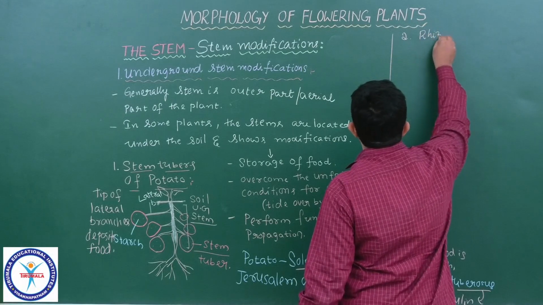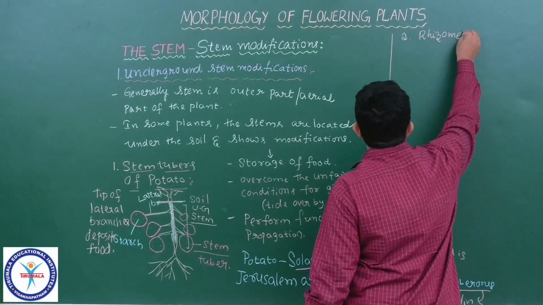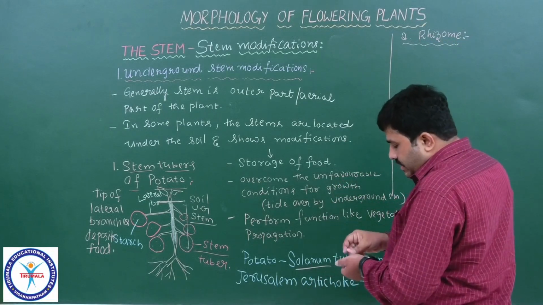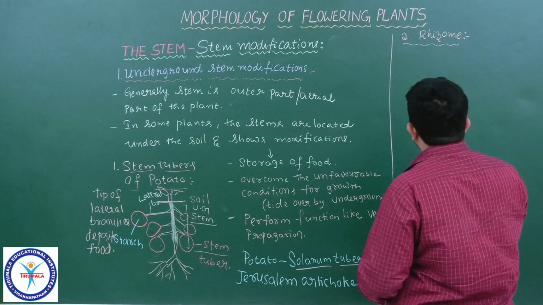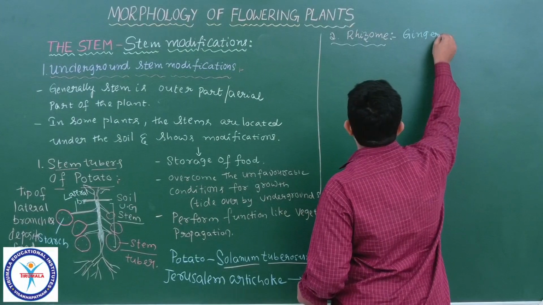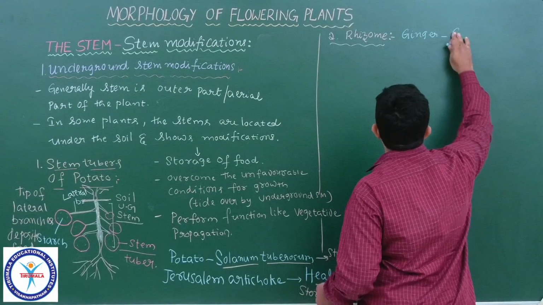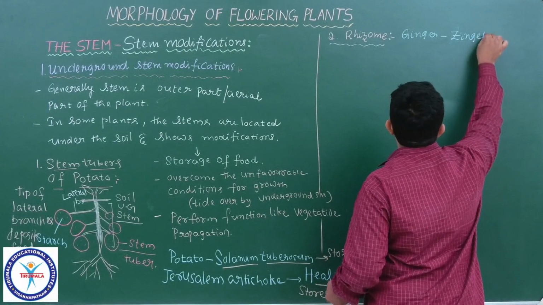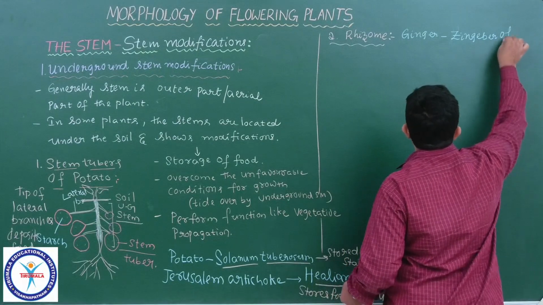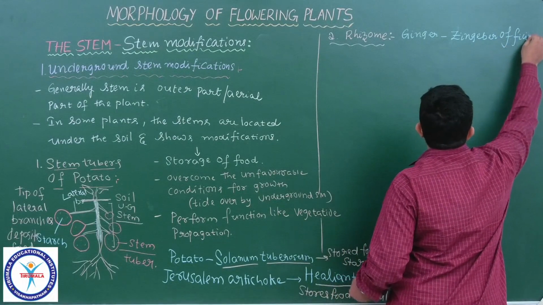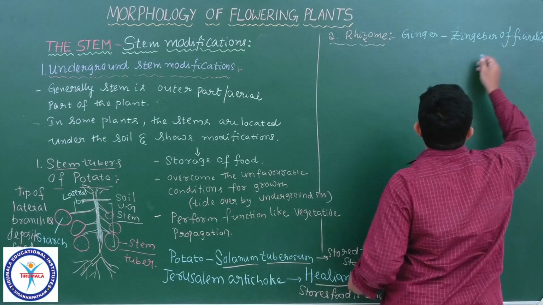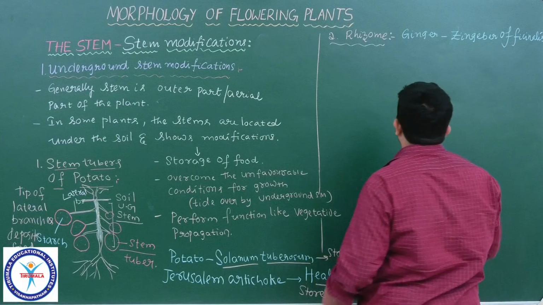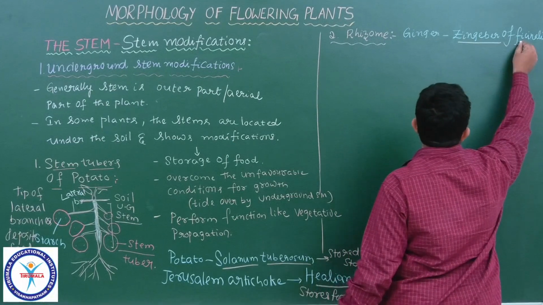Rhizome. What is it, students? Rhizome is a very good type of underground stem modification that we see in plants. Ginger, scientific name Zingiber officinale. Zingiber officinale is the scientific name of ginger. You know ginger, which we buy from the market as a vegetable. Okay, it is Zingiber officinale.